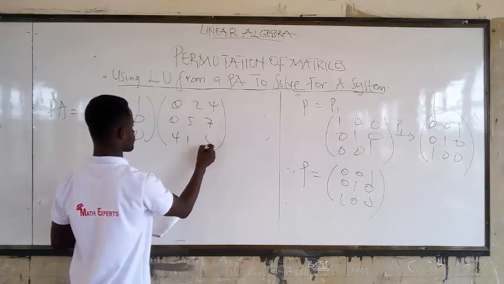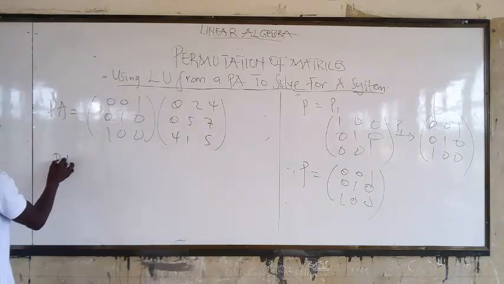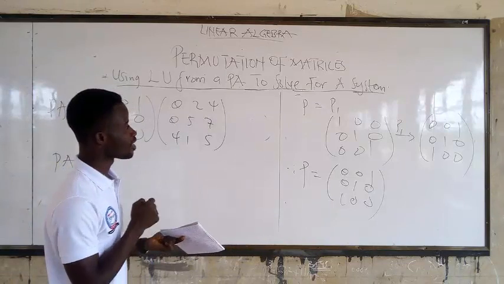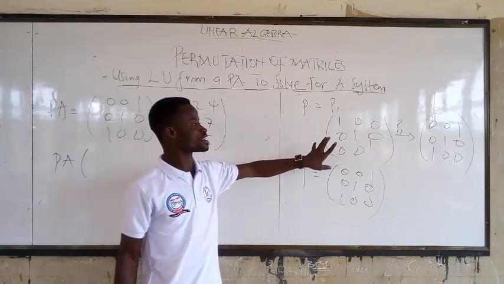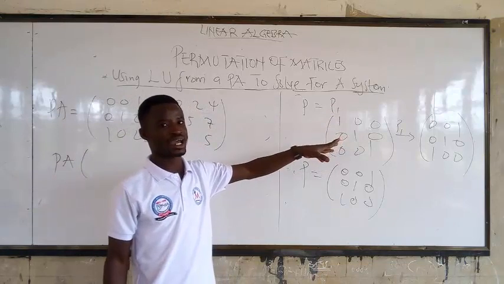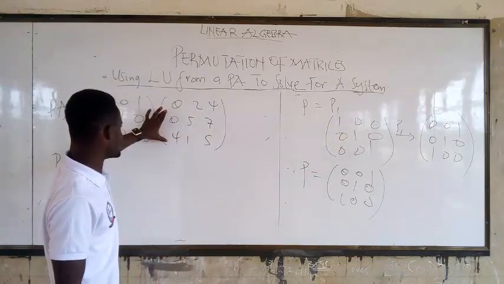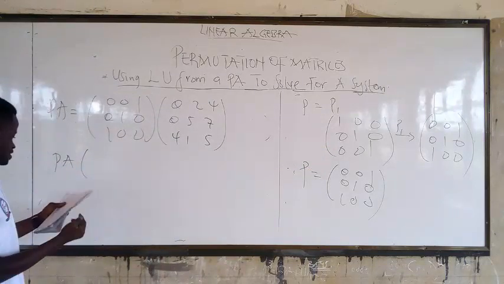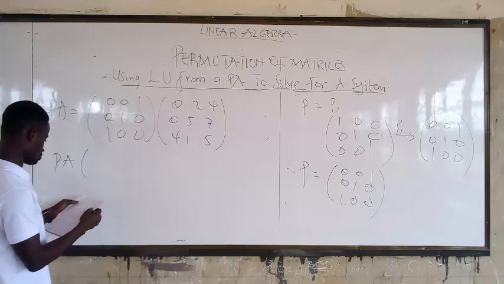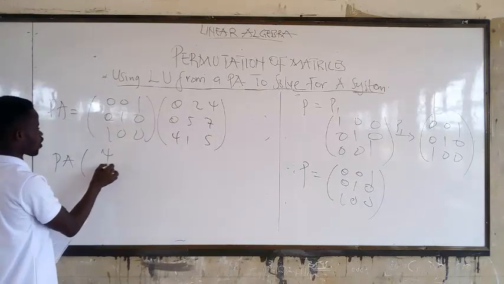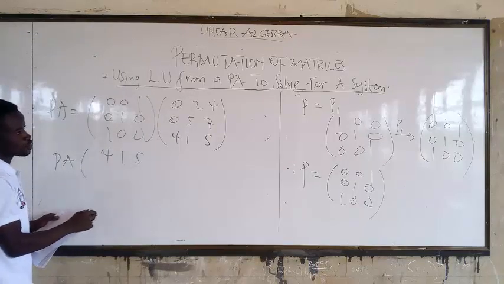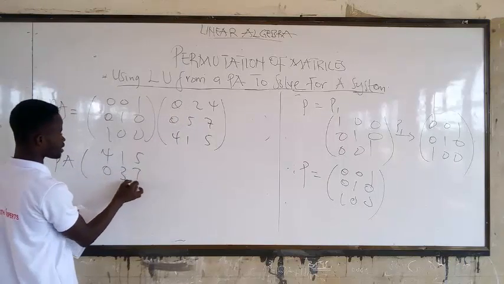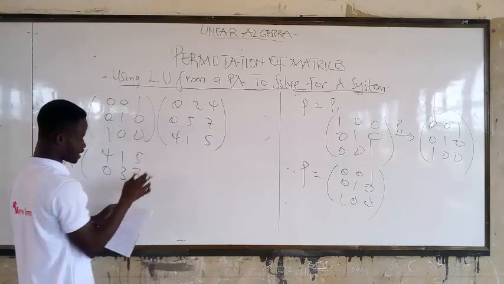7, 4, 1, 5. So when you multiply the P by the A, please see, the P1 is interchanging row 1 and row 3. So when you interchange this, that's what you are going to get. You try and see. So when you multiply this, you are going to get 4, 1, 5. You see the row 3 is coming to row 1. Okay. 0, 3, 7. You see that this one is maintaining where it is.